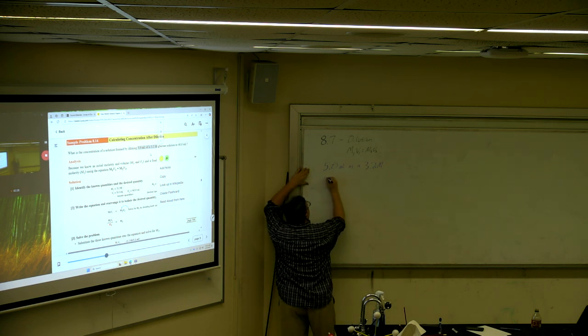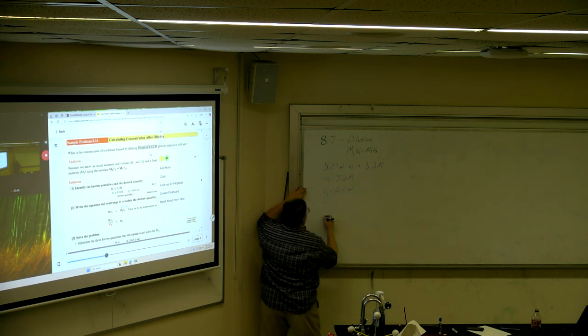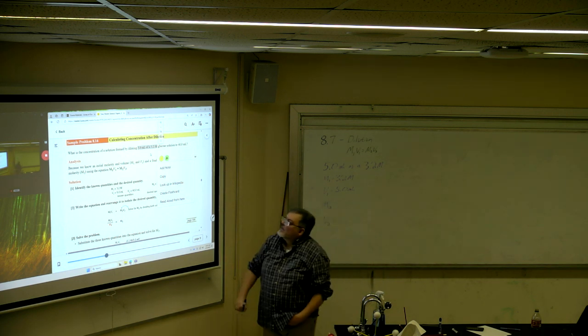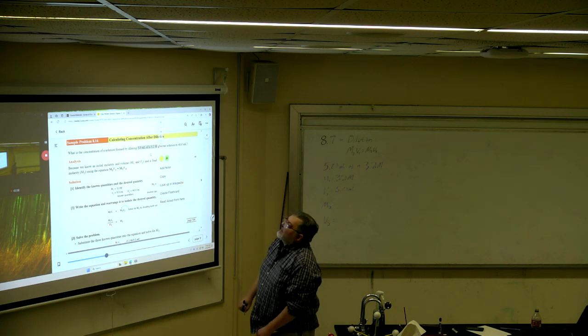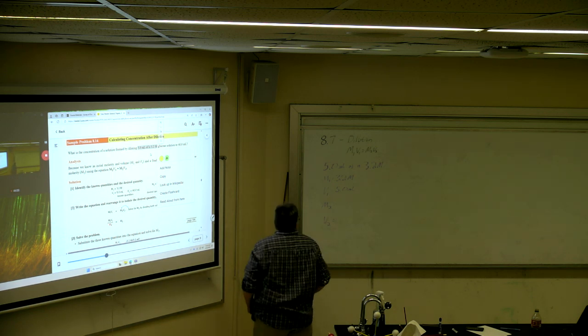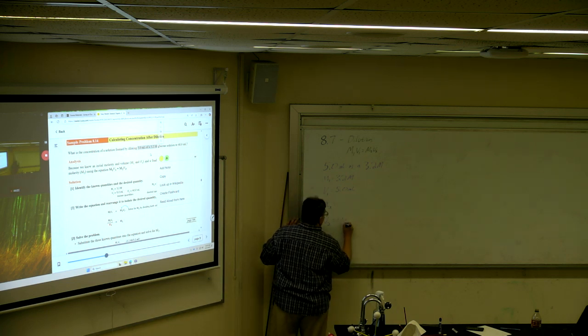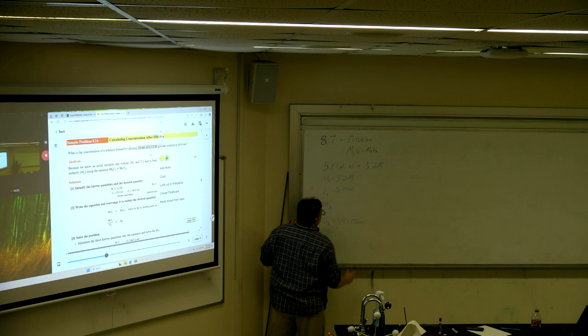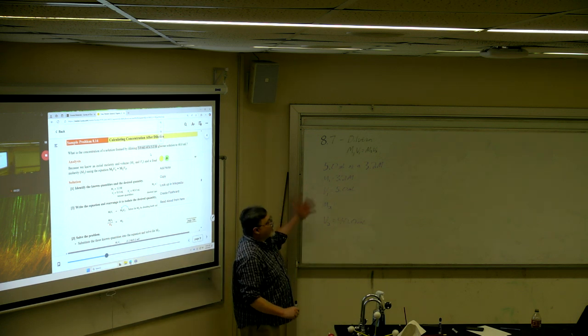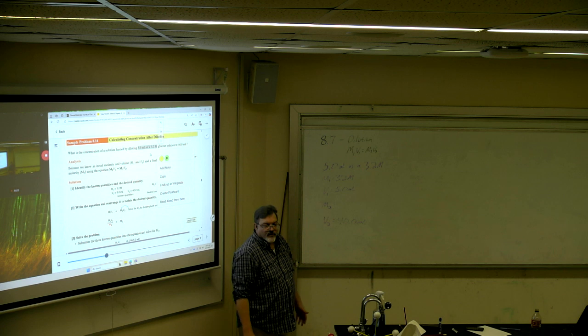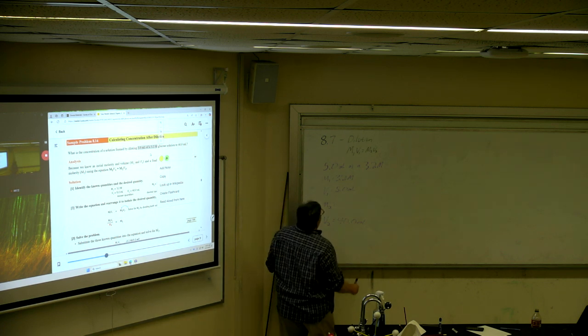So V1. So we still need M2 and V2. So diluting to 40 milliliters. There, now we have everything. You're always going to get 3 out of 4 of those variables, and you solve for the one you're missing, in any one of these.